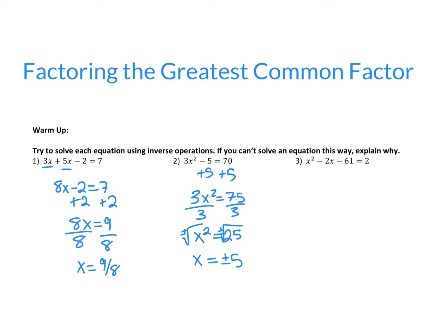In this last problem, we get stuck. We could start by adding the 61 to both sides or subtracting the 2, but we are going to need to be able to factor this equation. I know you haven't learned this yet, but our goal is going to be to isolate 0, factor this quadratic, and then set each factor equal to 0 to find our solutions using the zero product property. In a lot of cases, factoring becomes much simpler if you factor out a greatest common factor first, and that's what this video focuses on.